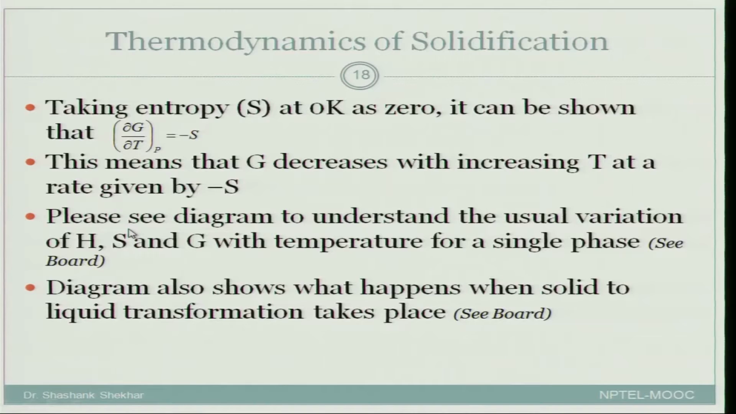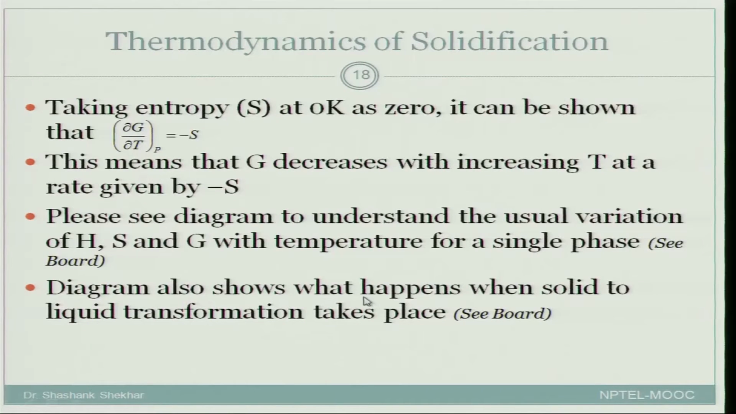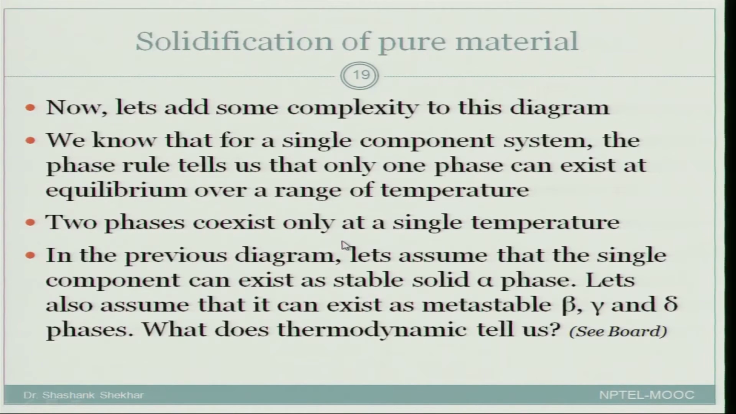So, let us get back to the slide. Over here we have already seen how the variation of H, S and G with temperature will look like for a single phase, which was the earlier diagram, and then we showed the diagram of what happens when solid to liquid transformation takes place. But this is still a single component with only two phases possible, which is solid and liquid.